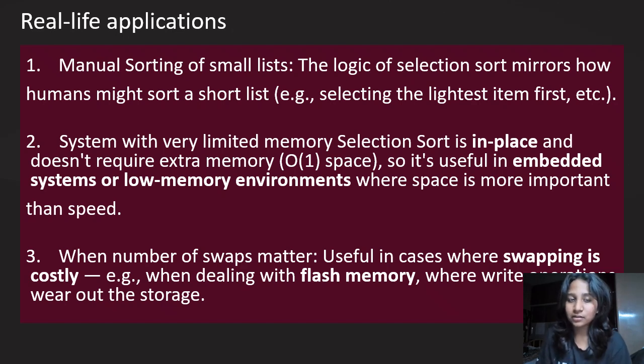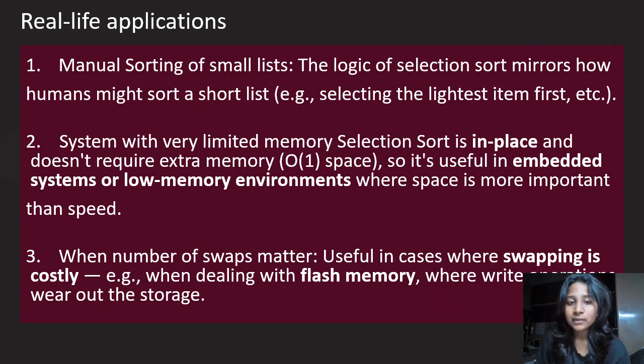Real life applications for selection sort: manual sorting of a small list. For example, how humans sort a short list, selecting the tiniest, smallest, lightest item from a bag, and then we select a little heavier item, and then one slightly heavier than that. So that's how we pick items from the bag, selection sort.